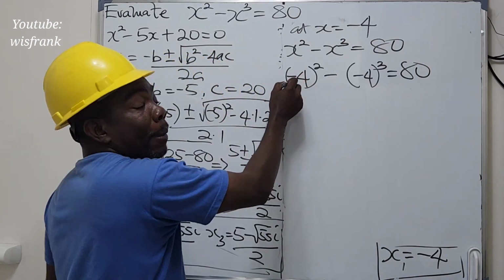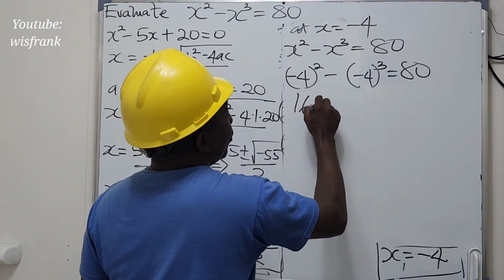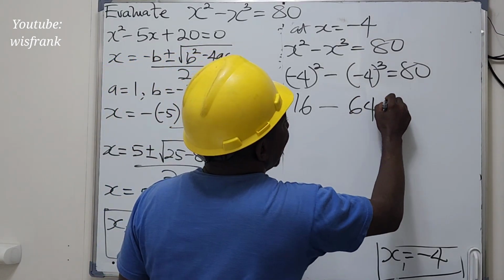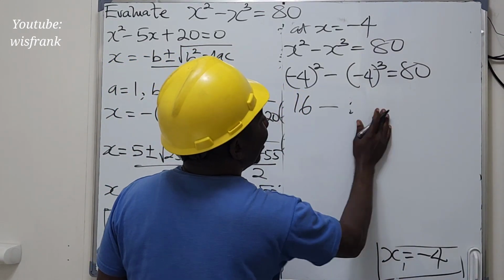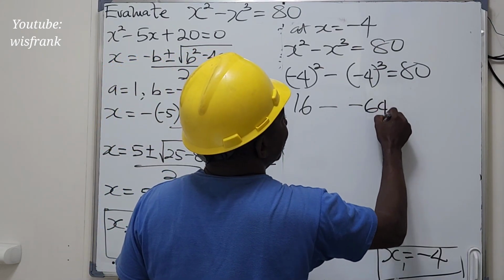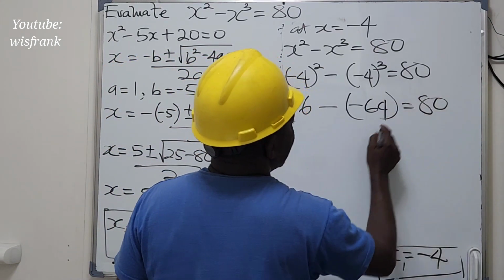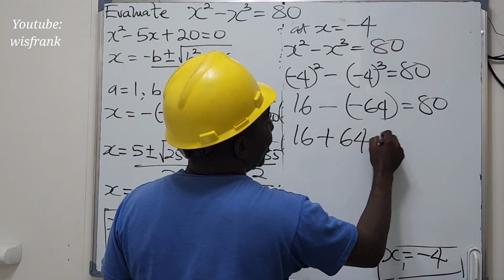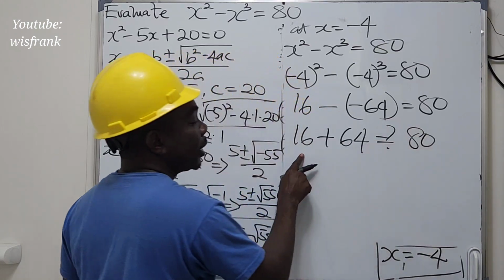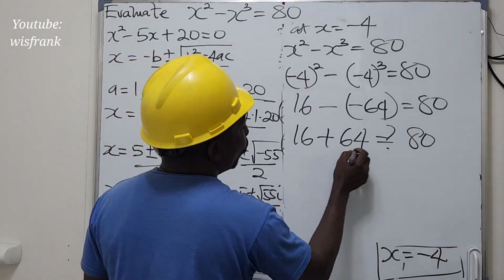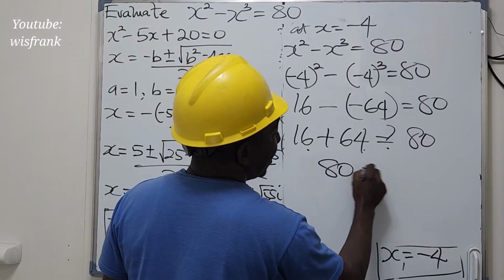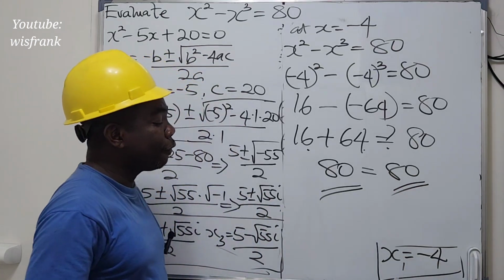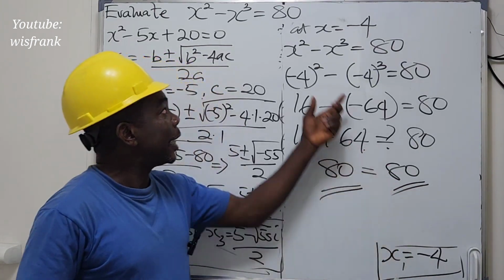This is 80. Minus 4 to the power of 2 is 16. Then minus 4 to the power of 3 is minus 64. So we have here all equals to 80. This is 16, minus times minus becomes plus 64, equals to what? Which is 80. So 16 plus 64, when we add this, is going to give us 80. This is equal to 80. You can see that what we have on the left hand side is what we have on the right hand side. Therefore, x equals to minus 4 satisfies this equation.